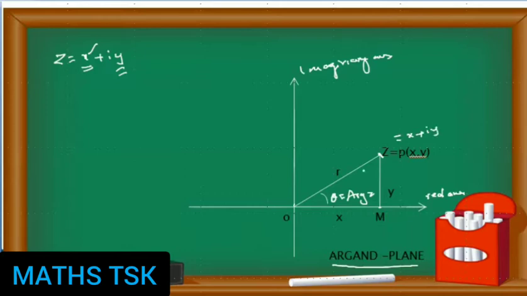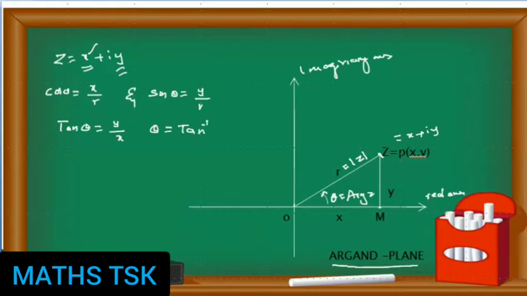The distance from the origin to the complex number is r, nothing but the modulus, and the angle made by OZ with the x-axis, the real axis, is theta. Here theta is called the amplitude or argument of the complex number. The distance from z to the x-axis is y, and the distance from the origin to M is x. Therefore, cos theta is equal to adjacent side by hypotenuse, and sin theta is equal to opposite side by hypotenuse. So what is tan theta? Tan theta is sin theta by cos theta, nothing but y by x. Therefore, theta is equal to tan inverse of y by x.